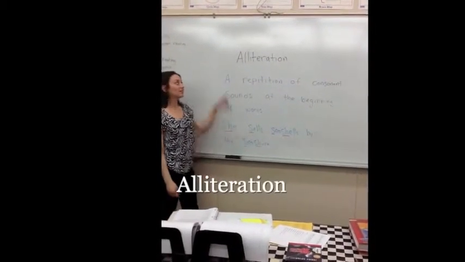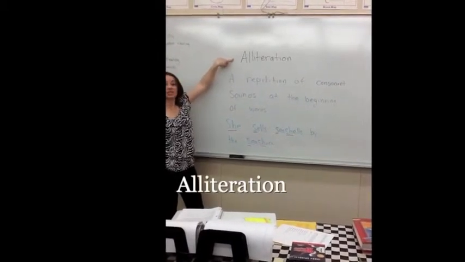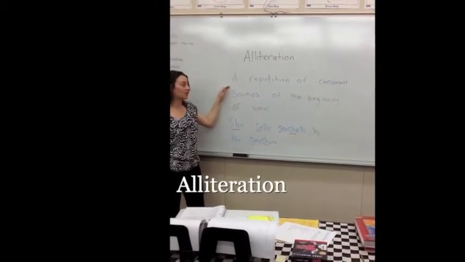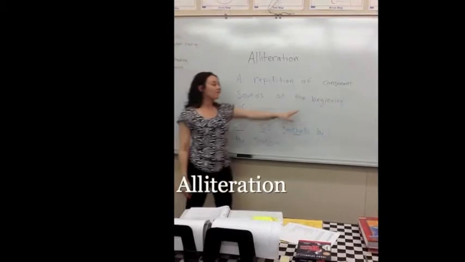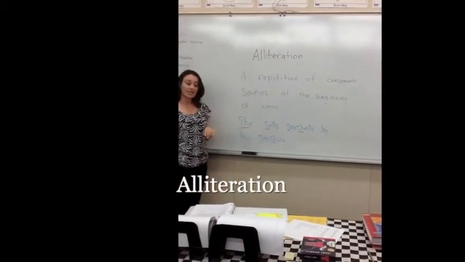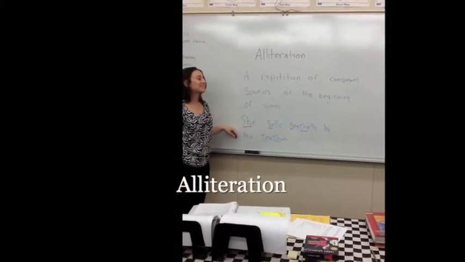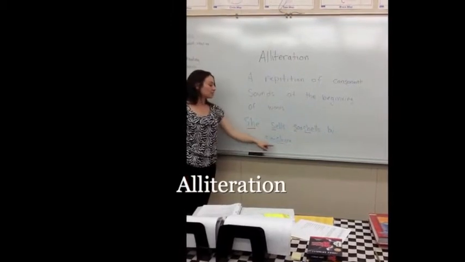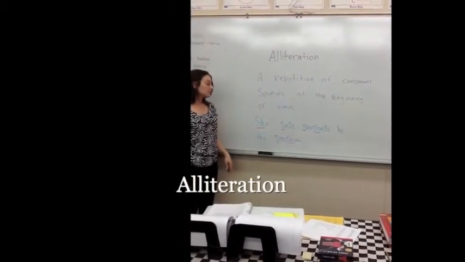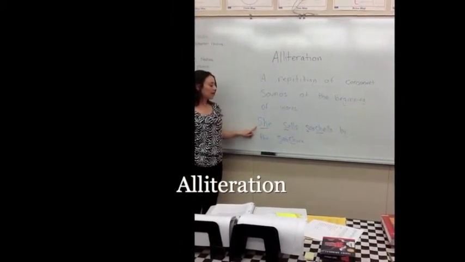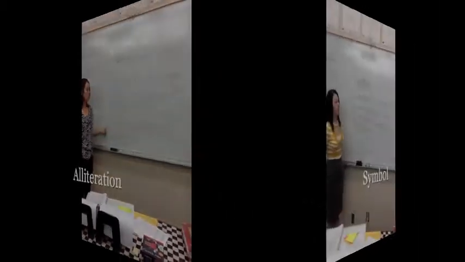Another term is alliteration. Alliteration happens when you have a repetition of consonant sounds at the beginning of words. For example, she sells seashells by the seashore. All of these have consonant sounds of either s or sh.